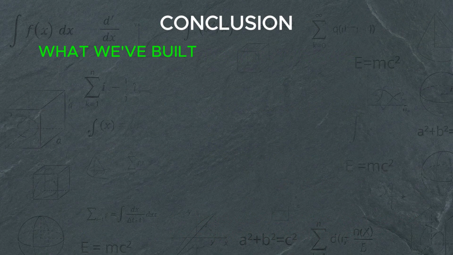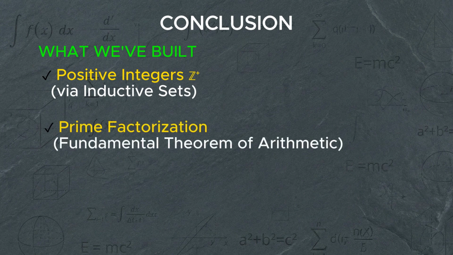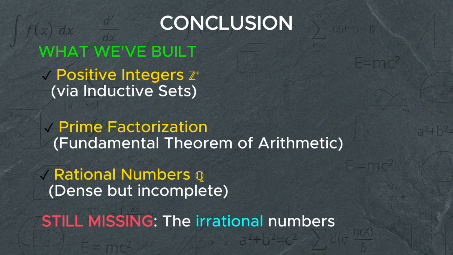Let's recap what we've built in this lecture. We rigorously defined the positive integers using inductive sets. We proved the fundamental theorem of arithmetic. Every integer has a unique prime factorization. We constructed the rational numbers and discovered they're infinitely dense. But we also discovered they're not enough.